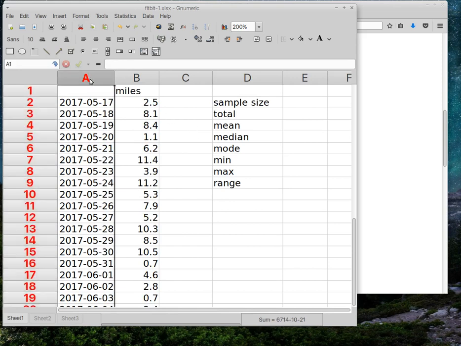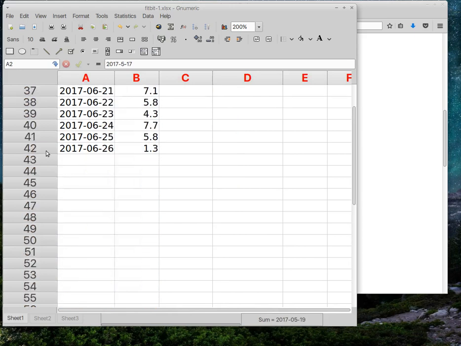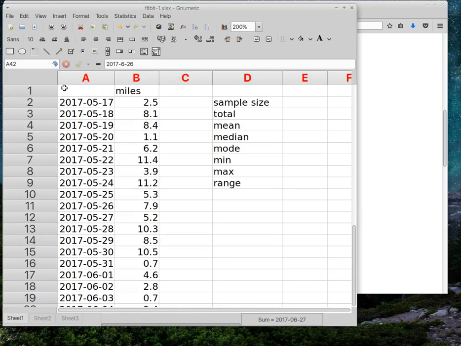Notice that column A contains the dates, column B contains the miles, and the rows that contain the data go from row 2 through row 42. The first row is just headers. Let's get the basic statistics using Excel.